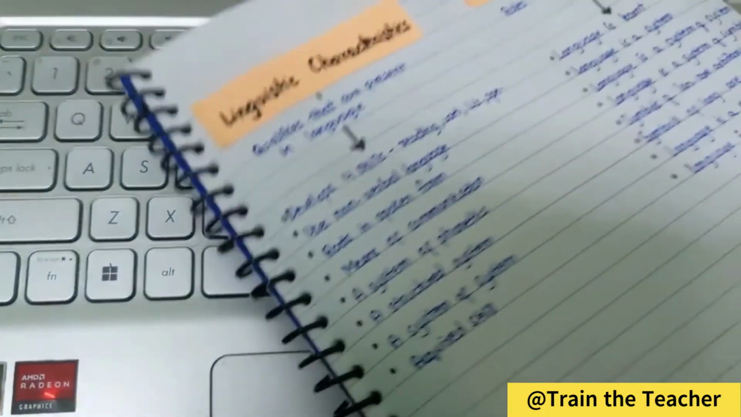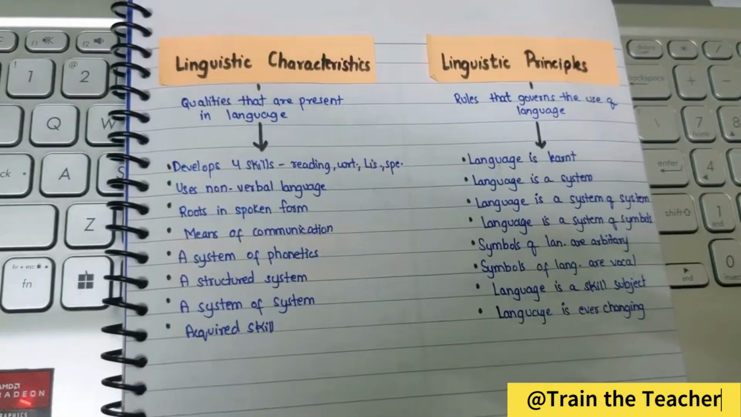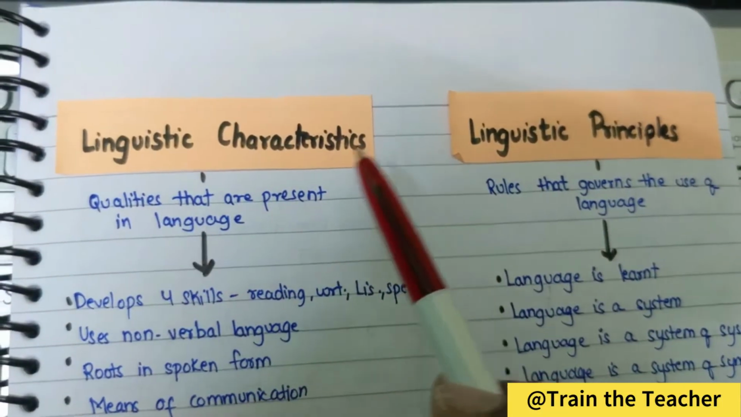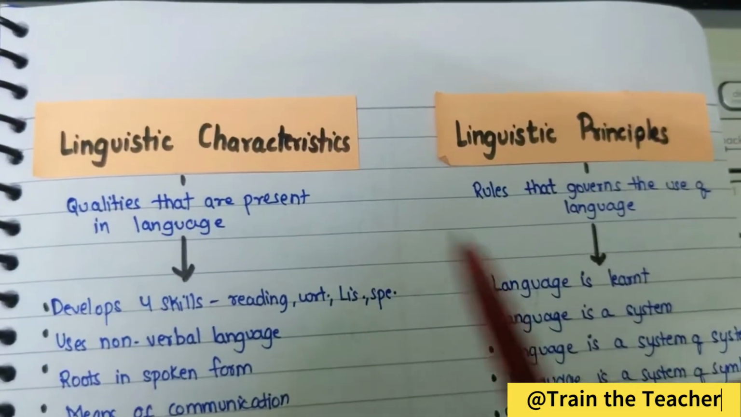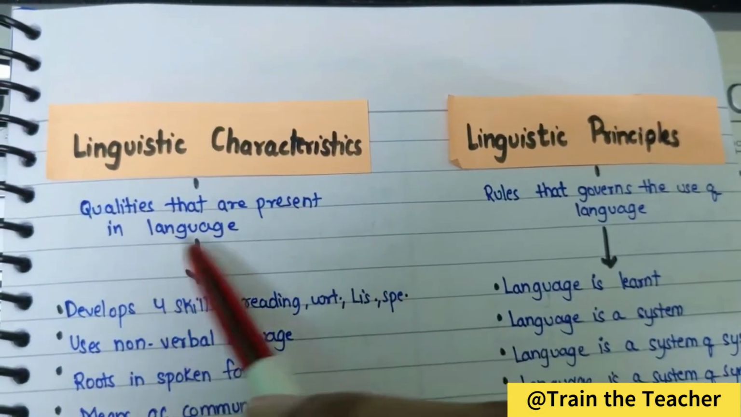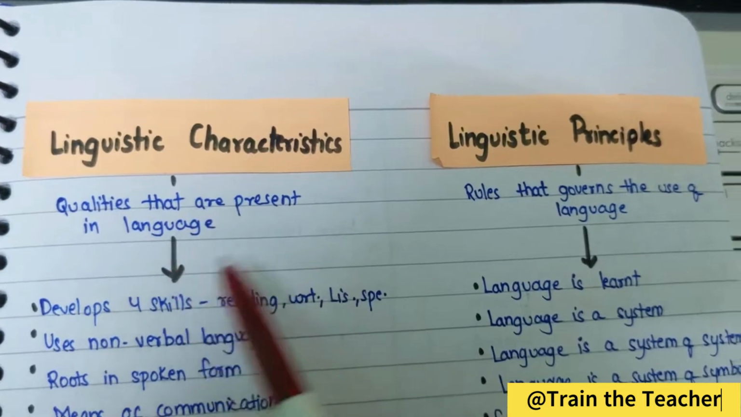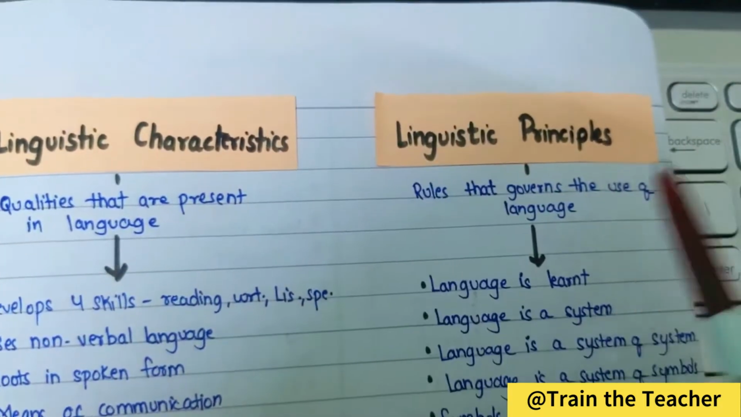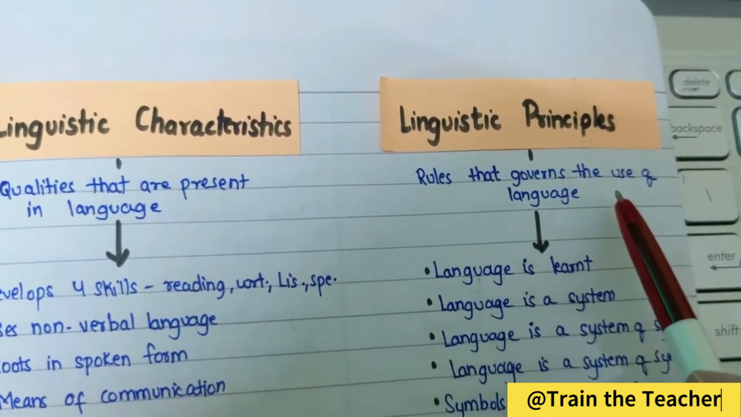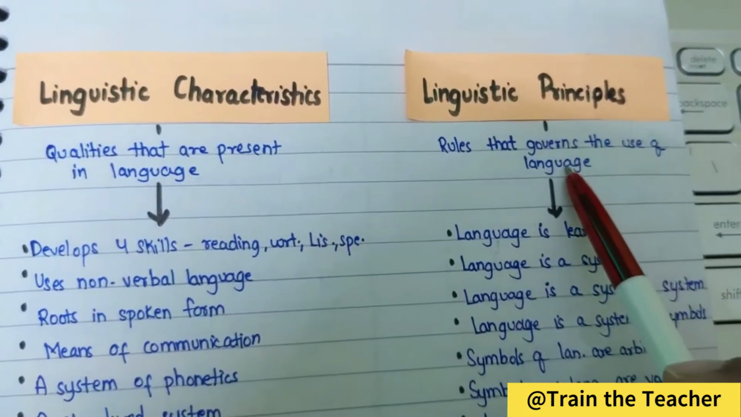With this, we'll move forward to the next part, which is linguistic characteristics and linguistic principles. ये भी बहुत easy. You just have to understand the meaning of linguistic characteristics and principle. Linguistic language, characteristics मतलब qualities that are present in language. तो as a whole इसका मतलब यही है कि qualities जो कि language में present है. Principles everybody, इनका मतलब हुआ rules that govern the use of language, structure, context, वो सारी चीज़ें. Qualities and language rules.